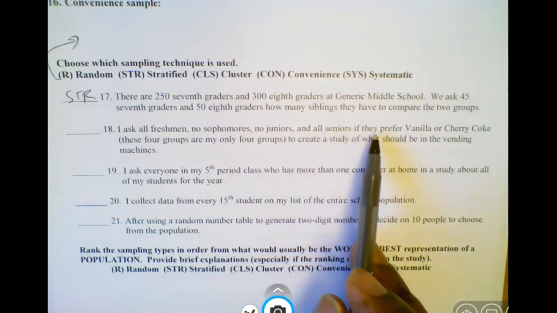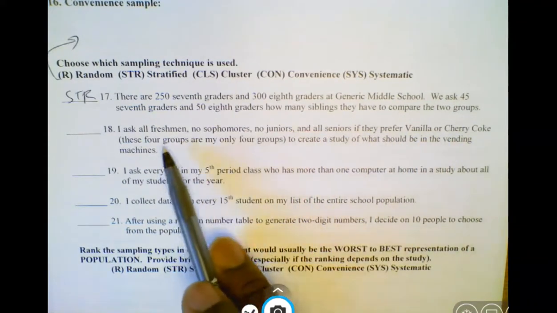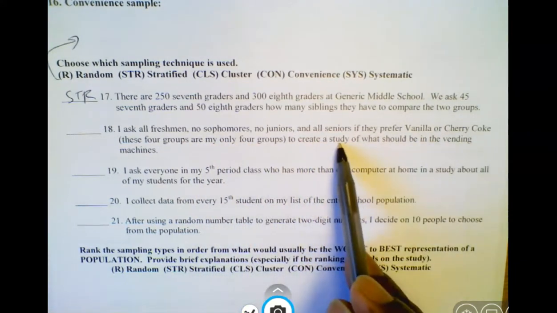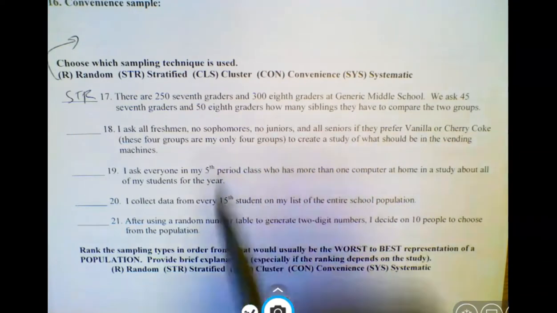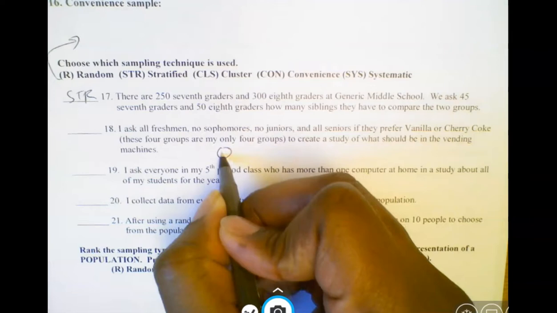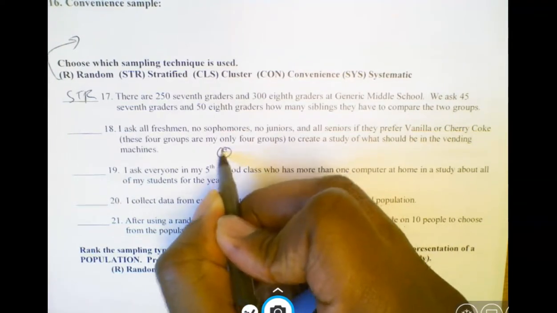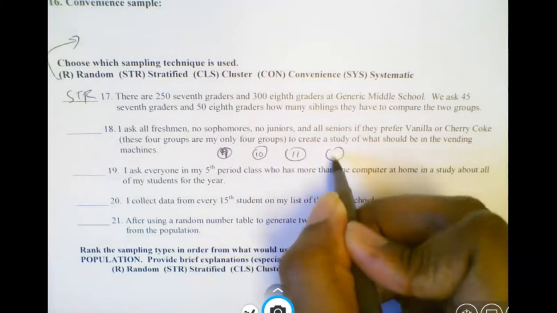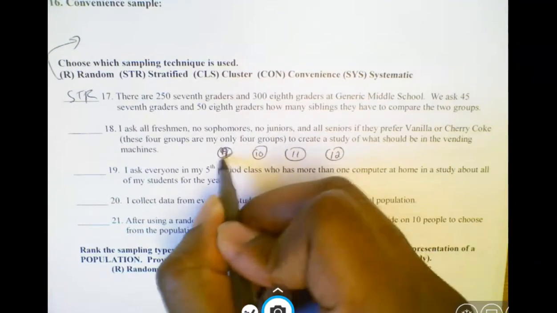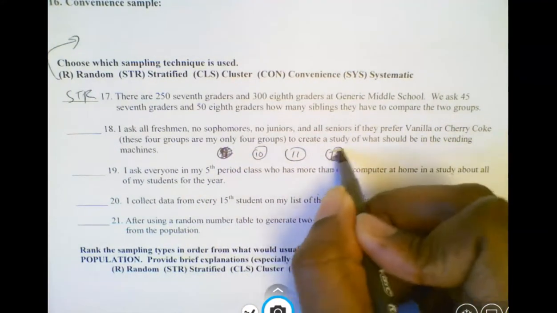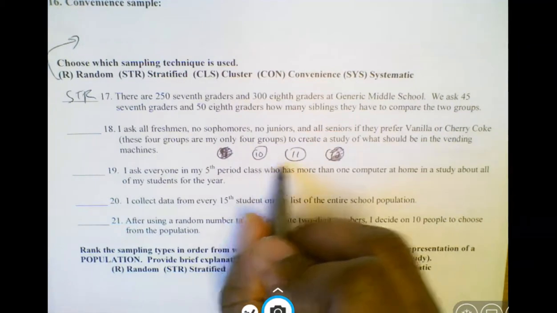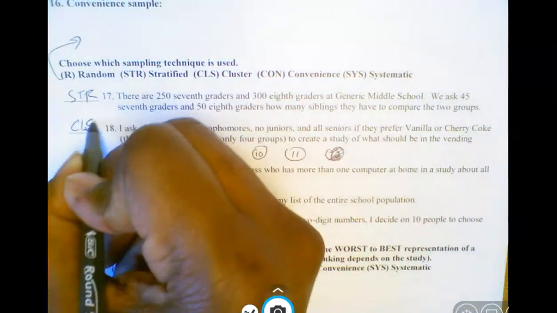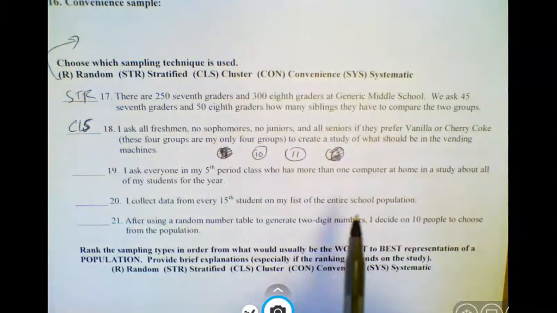The next one is ask all freshmen, no sophomores, no juniors, and all of the seniors if they prefer vanilla or cherry Coke. These are 4 groups, and my only 4 groups to create a study of what should be in the vending machines. So you've got freshmen, sophomores, juniors, and seniors. You ask all the people in the freshman group and all the people in the senior group, but no one else in the other 2 groups. So it's cluster. I'm taking entire groups to represent everyone else.